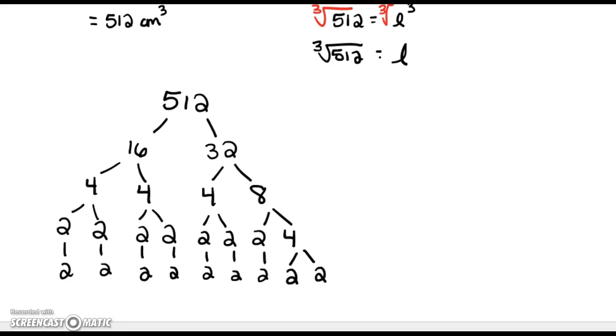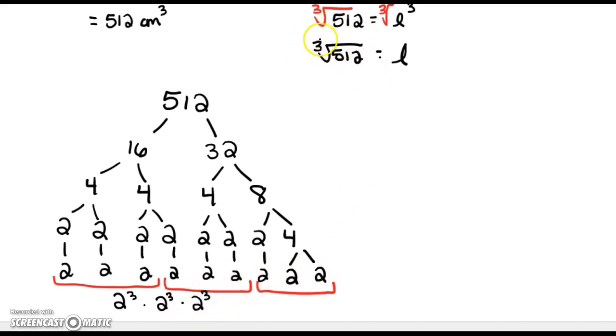Now my next step is I'm going to be cube rooting 512. So I want to group all of my numbers here into groups of 3. Here I have 2 times 2 times 2, 2 times 2 times 2, and 2 times 2 times 2. The big reason I did this is because I can now rewrite 2 times 2 times 2 as 2 cubed, times 2 times 2 times 2, which is once again 2 cubed, times 2 times 2 times 2, which is once again 2 cubed.